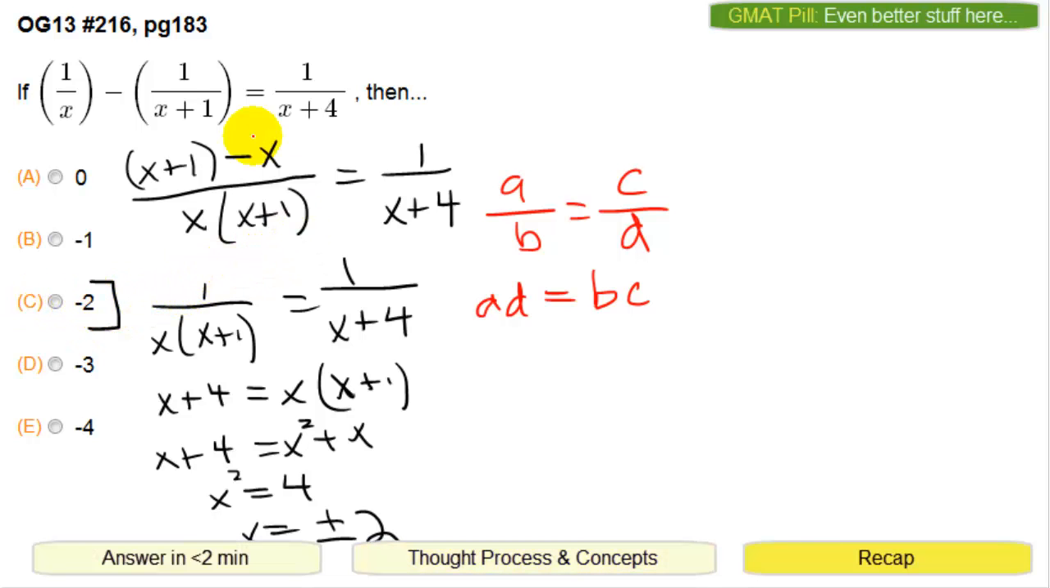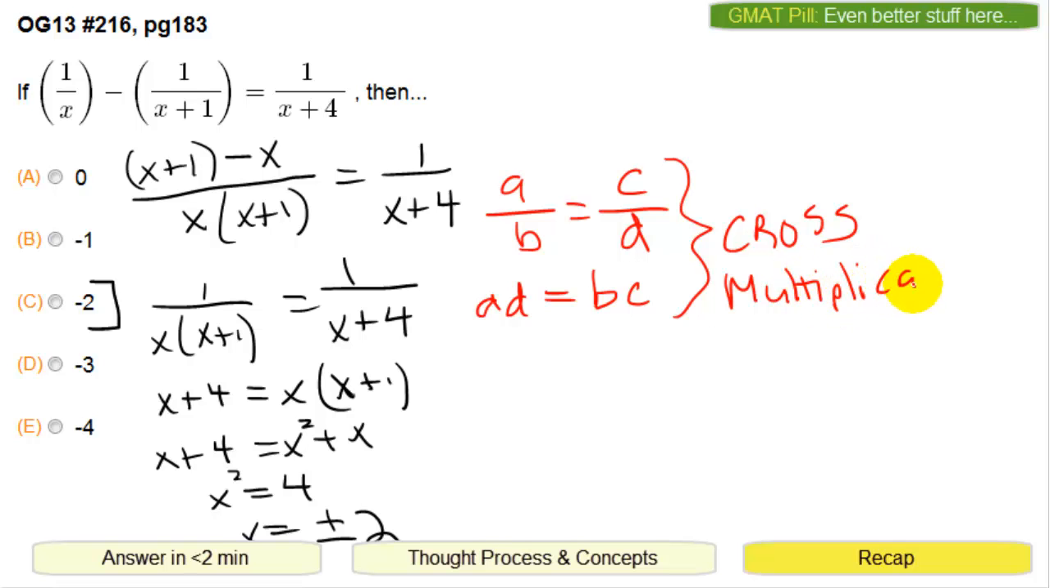So as a recap, we have 3 fractions. We combined the denominators for the first 2, then realized we ended up with a fraction equals a fraction. Both of them have 1 over something, and that makes it really easy to do cross multiplication, and that's what this property is, cross multiplication. So this property allowed us to quickly solve for x, and it turns out x was either positive or -2. Of the answer choices, -2 is the one we want.